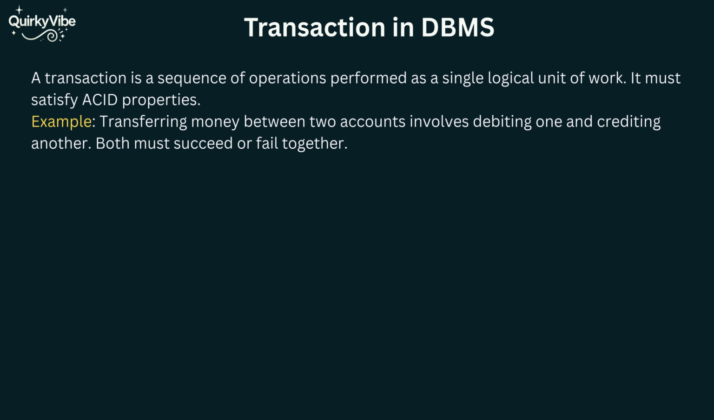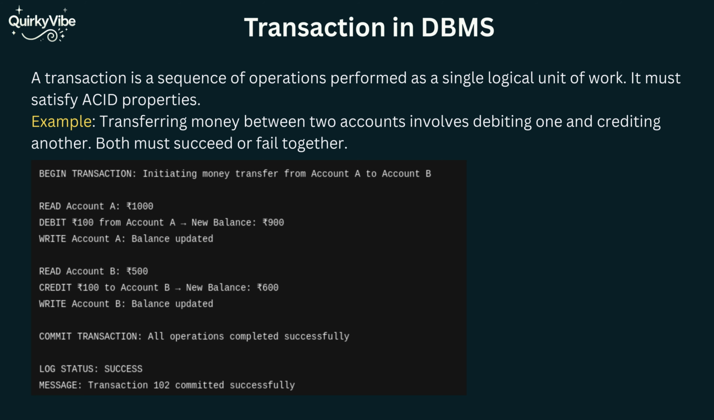Let's understand how a transaction works in a real-world scenario, like transferring 100 rupees from account A to account B. Step 1, start transaction. The database begins a new transaction. This ensures that all steps are treated as a single unit, either all succeed or none at all. Step 2, read balance of account A. We check the current balance of account A, let's say it has 1000 rupees.